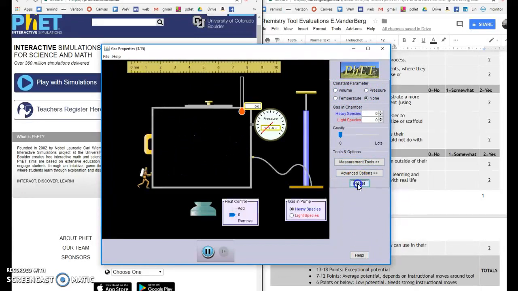Another thing, you can easily reset this. So again, this tool has exceptional potential. It earned 18 points, 2 points in every category. And so I definitely want to use this tool to extend my classroom learning and goals.